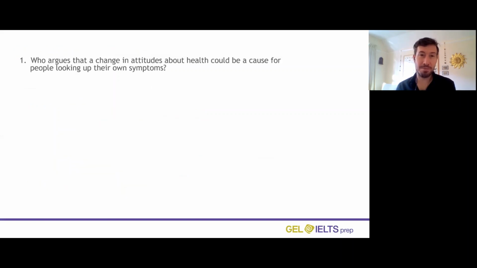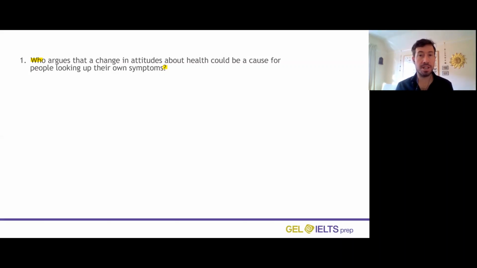Now let's have a little bit of practice. So here we have a typical direct question. So it says, who argues that a change in attitudes about health could be a cause for people looking up their own symptoms? And we can see here it's got a who. There's one of these WH questions. It ends with a question mark. So this is a direct question.